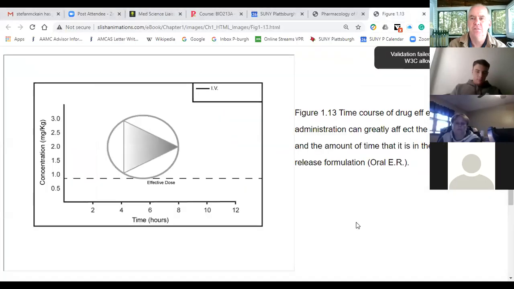Okay, can you see this animation? So this is a simple animation showing you the time course of, let me read it so I don't say it wrong, time course of drug effect. The route of administration is greatly affected by the peak of the drug.